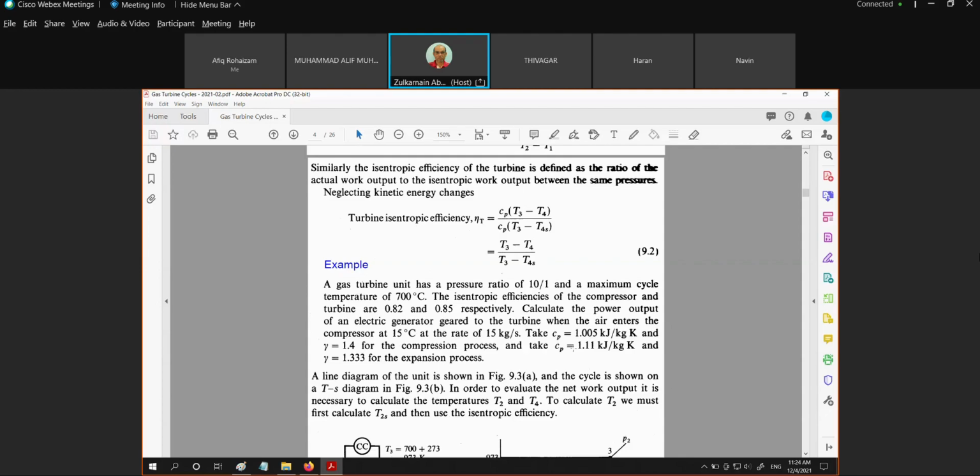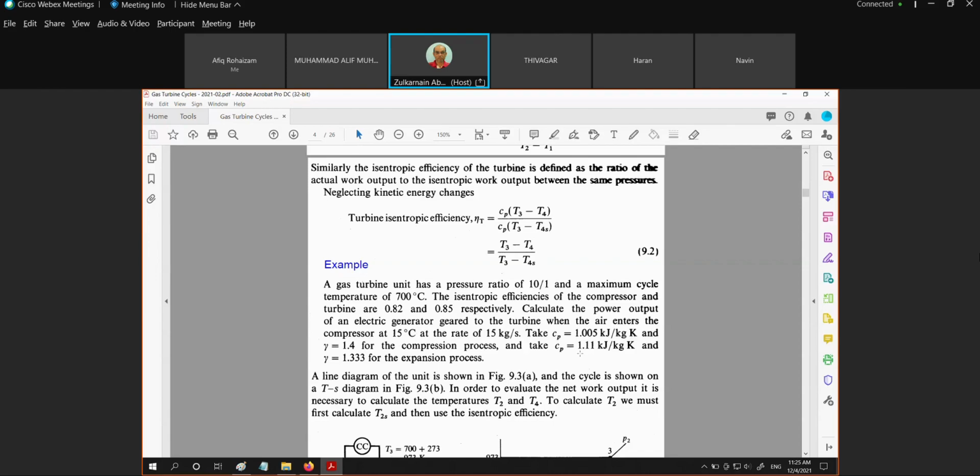Take the Cp as 1.005 and gamma, in this case we are using gamma, as 1.4, and then for the exhaust gas, the Cp is 1.15 and the gamma is 1.333. Okay, for a gas turbine cycle, the first thing that we need to sketch, or we need to ask ourselves, is to look at the components involved. All the components involved.